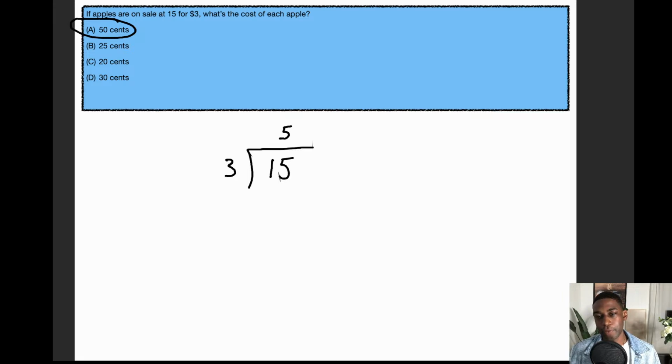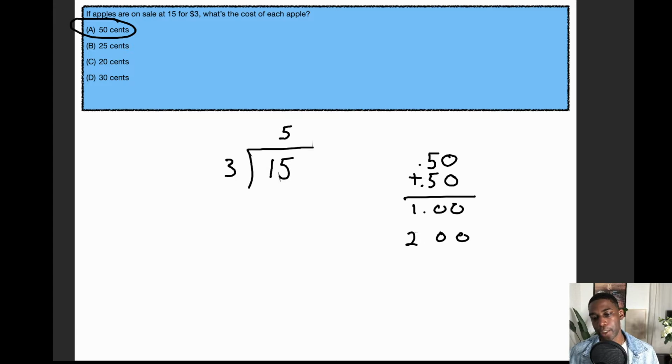If I take this 50 cents and I times it, matter of fact, if I take 2 apples, 50 plus 50 will give me $1. Right? 50 cents plus 50 cents will give me $1. If I was to get $3 worth, would I get 15 apples? The answer is no. Only 2 apples gave me $1, so 2 more apples will give me $2, and then 2 more apples after that will give me $3. That would be 6 apples. I would know that my math is way off.